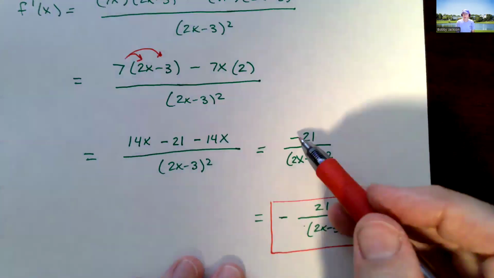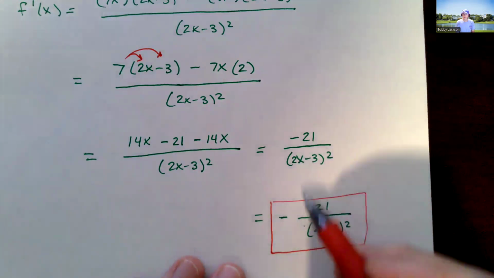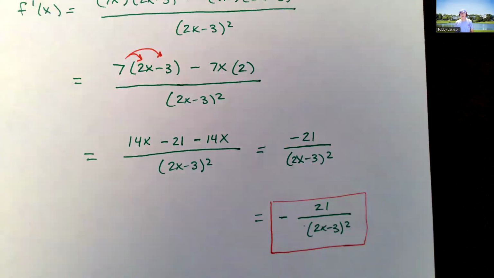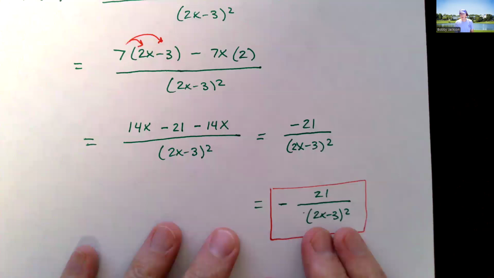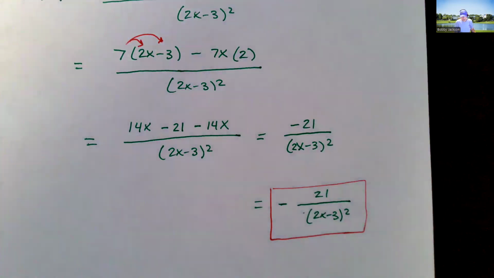Now, you can write negative 21 divided by this quantity all squared, or, since a negative divided by a positive is negative, this is the way we'll typically write that result. So I think keep it like that. No need to expand out the bottom again. That's not really simplifying. In fact, you want to keep it factored.